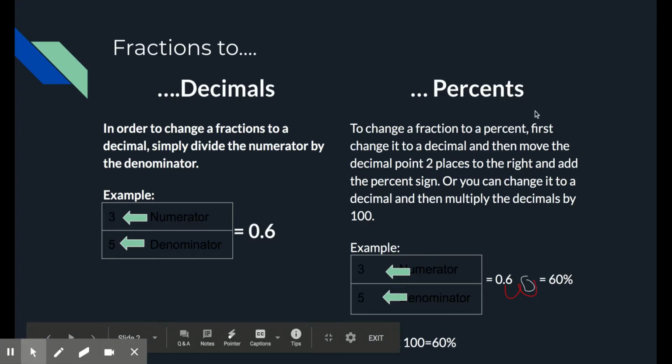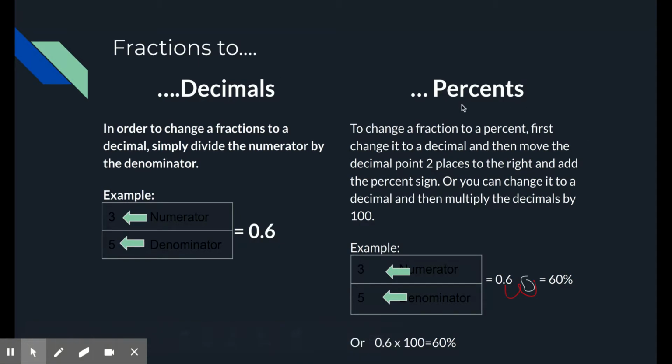To change a fraction to a percent, first we're going to change it to a decimal so it's easier to do, and then move the decimal point 2 places to the right and add the percent sign. Or you can change it to a decimal and then multiply the decimal by 100. Remember what cent means? Cent meaning 100 and per meaning 1. So 1 over 100 is what a percent is.